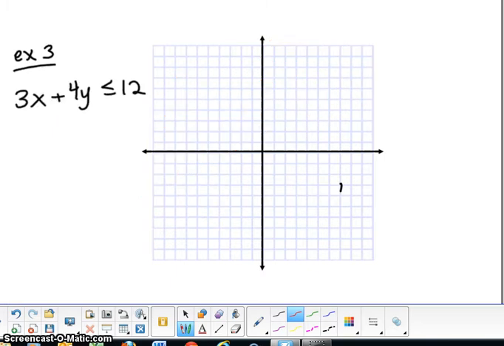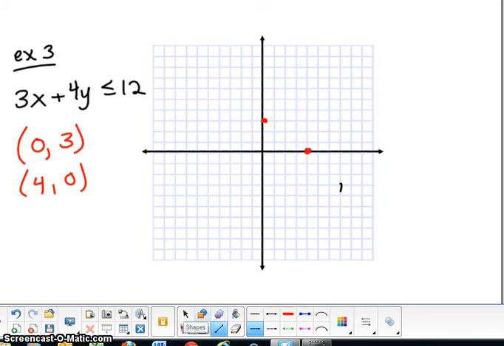The next one is not in slope-intercept form, but we could just do x and y intercepts because we can do the cover-up method. If I cover up the x, that means we're putting a 0 in for x, I'd be left with 3. And if I put a 0 in for y, I'd be left with 4. So I could plot those 2 points. One is going to be at 0, 3, and the other one's going to be at 4, 0. And then connect them with a solid line because it has an equal to.